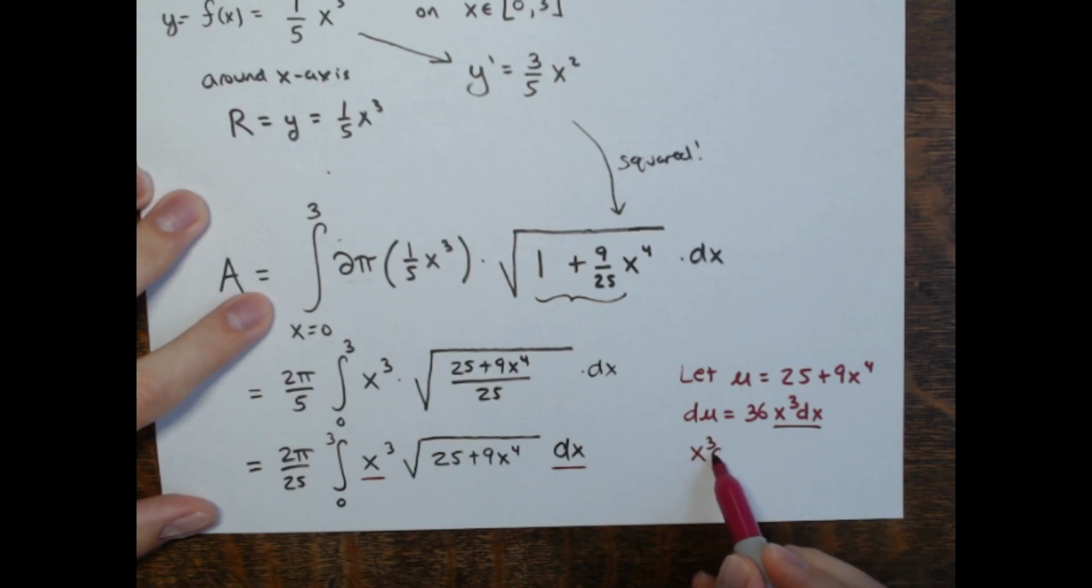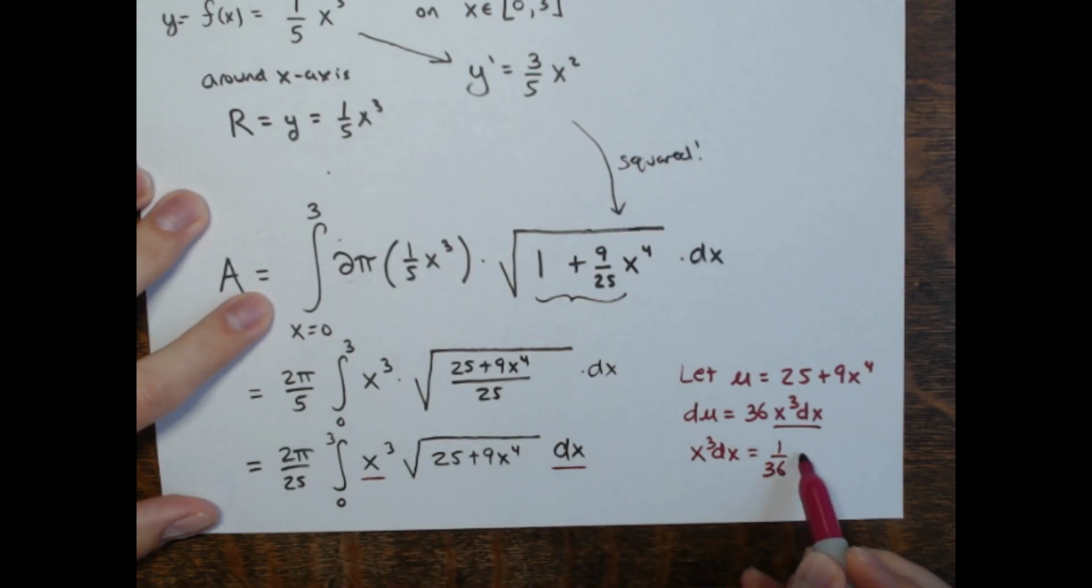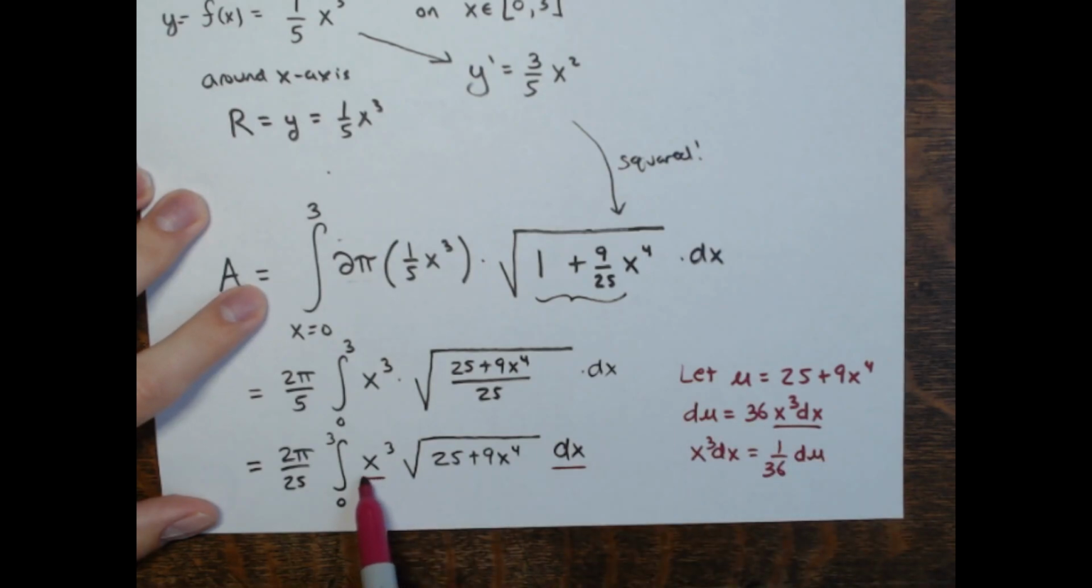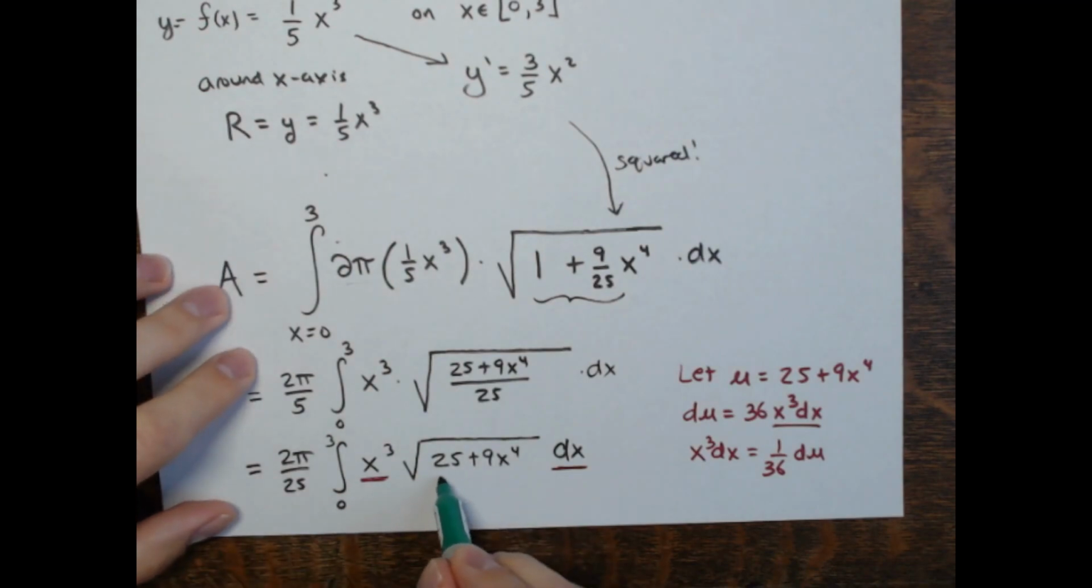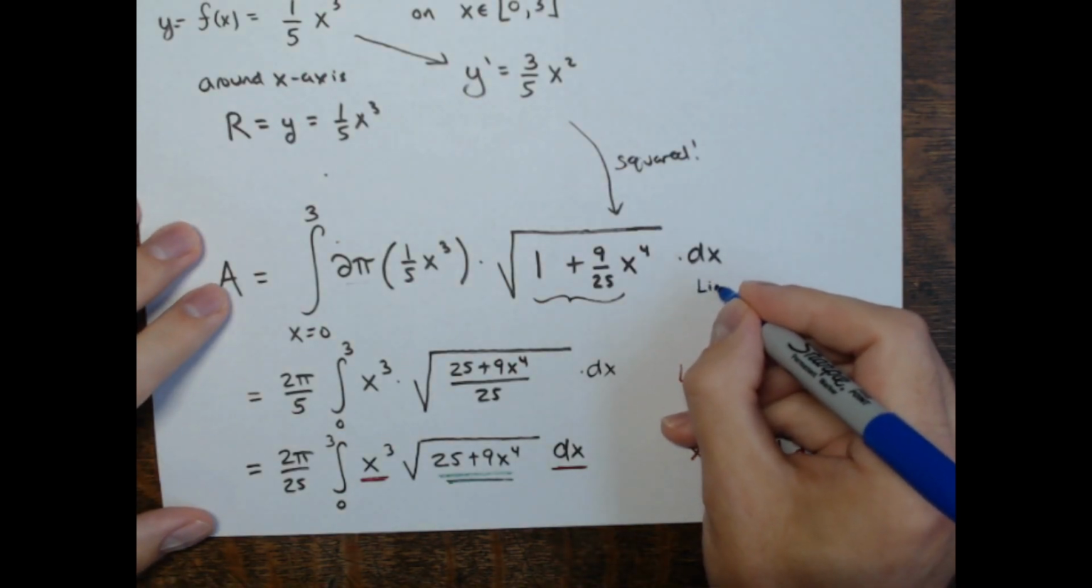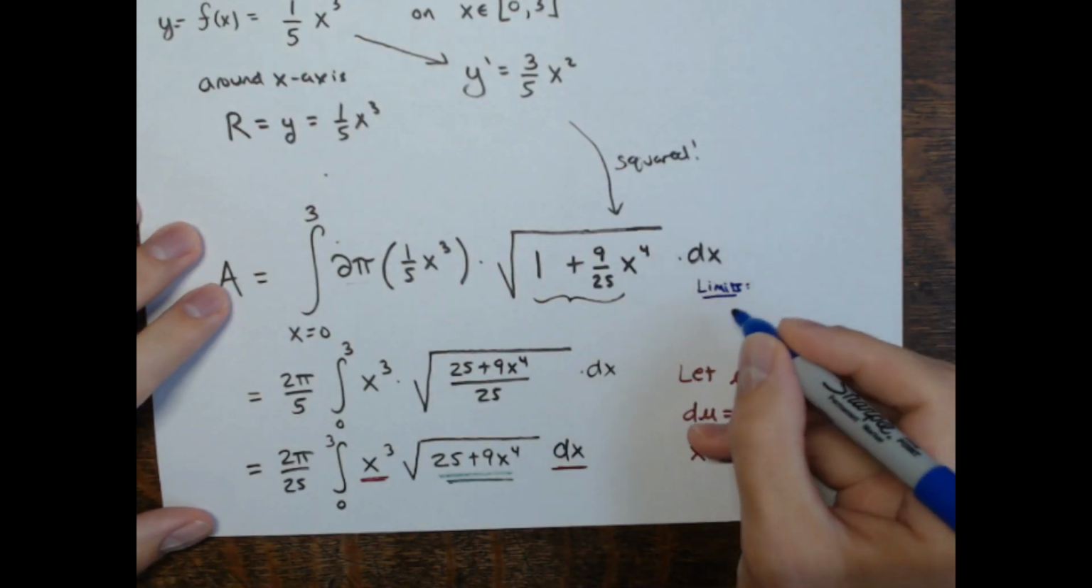So that x to the third times dx in the integral, when I change it to things with u, will be 1/36 du, right? Divide by 36. So I'm replacing this and this with 1/36 du, and then this inside the square root, replacing that with u. And then all the x's will be replaced. And I'll do the limits as well. Do this up here, the limits of integration.